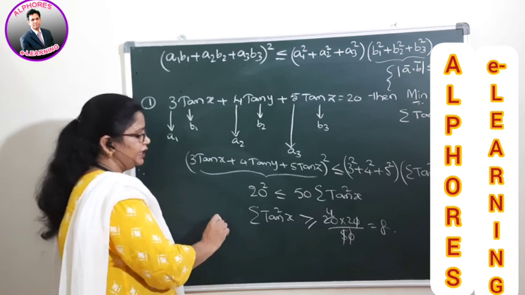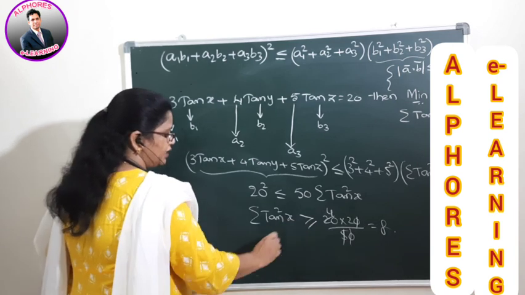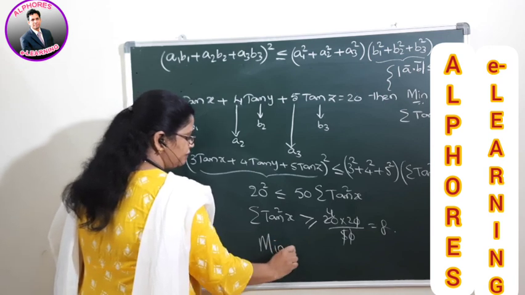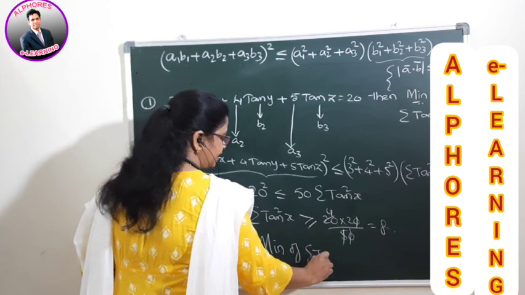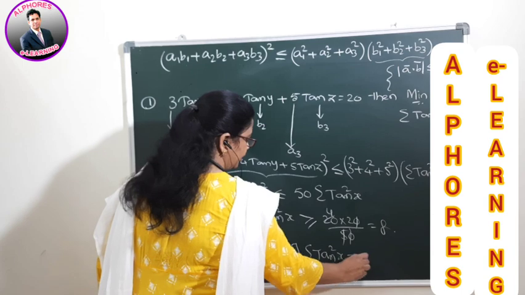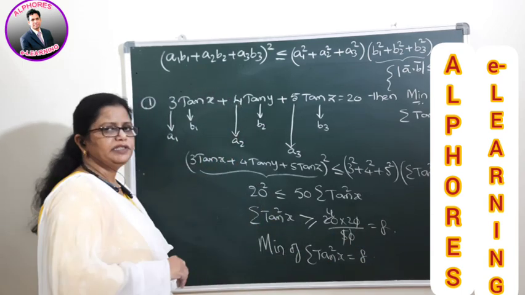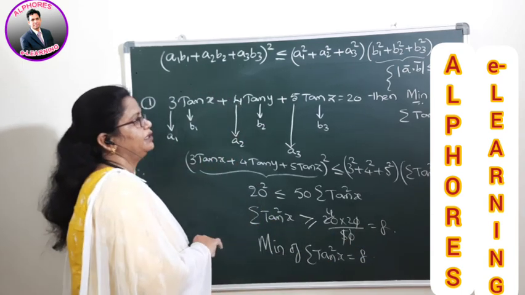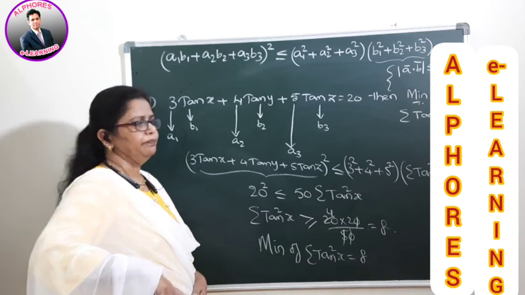Hence the minimum value, that is, greater than or equal to indicates the minimum value of sigma tan square x. How much is it here? It is equal to 8. In this way we can conclude, basing on this kind of concept.